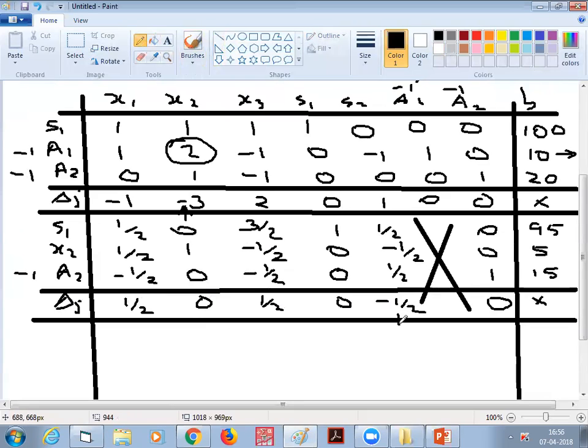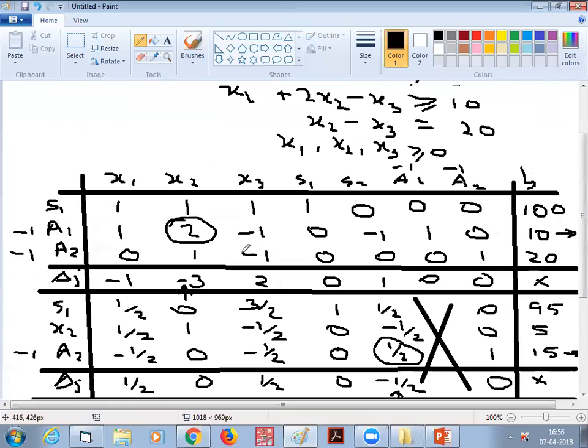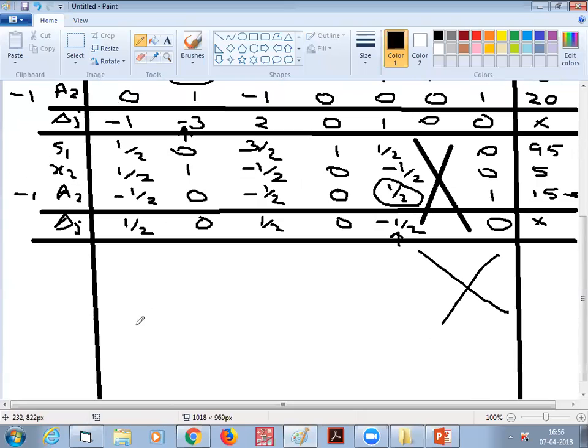Okay, so entering variable is this. Now, this is negative. So just halves here, 95 and 15. Clearly, least one is 50. And so, this is our pivot. And so, luckily for us, both artificial variables have left the basis. So we're now in phase 2. Okay, so what are the basic variables now? S1, X2, and S2.